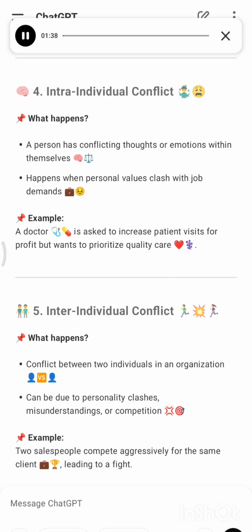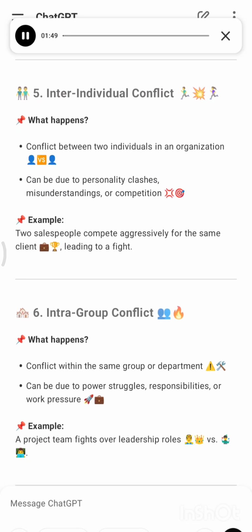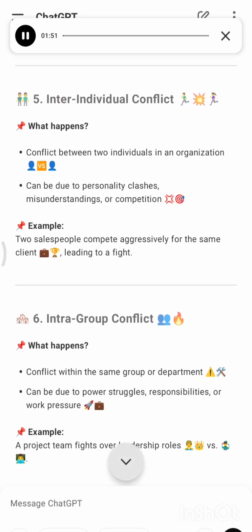5. Interindividual conflict. What happens? Conflict between two individuals in an organization. Can be due to personality clashes, misunderstandings, or competition. Example: two salespeople compete aggressively for the same client, leading to a fight.